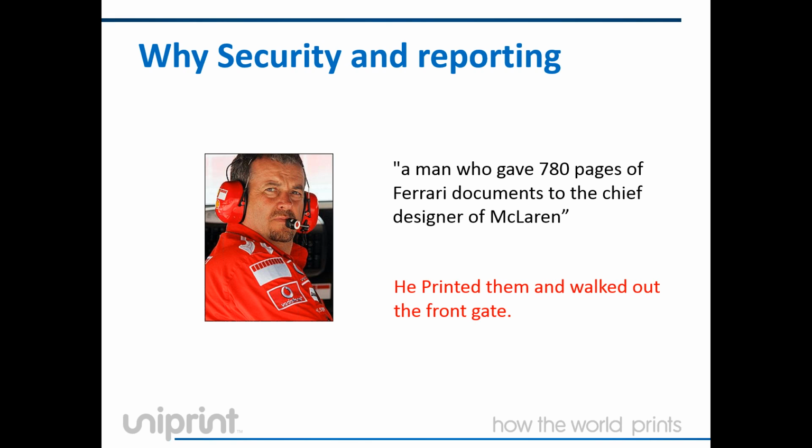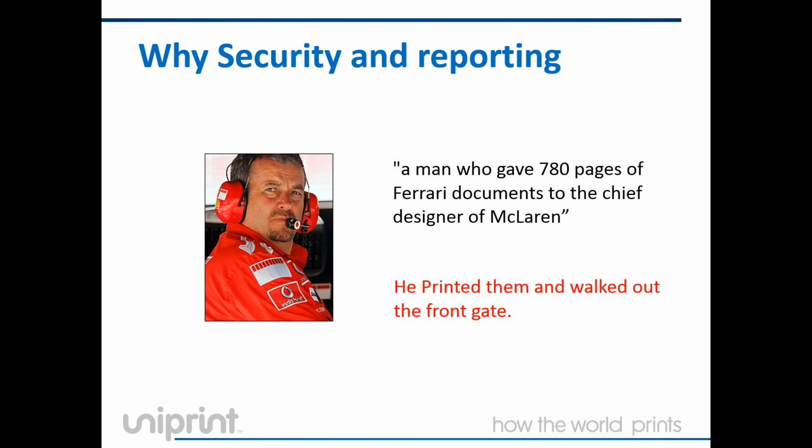The interesting thing is that you would think that he would not be allowed to do that, but the strange thing is all he did is he printed it and walked out the front gate with it. This led to a $50 million fine for McLaren for using the information.